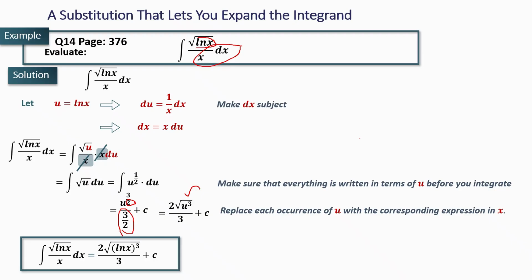So be careful when you replace, as this u has a power 3. So ln x within the bracket, then power 3. Otherwise it looks like ln x power 3, which is completely wrong. So you have to be very careful.